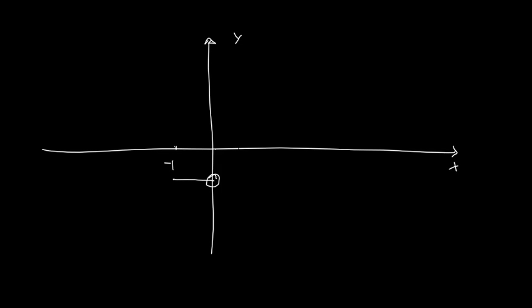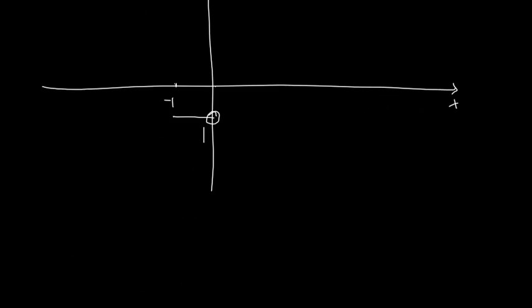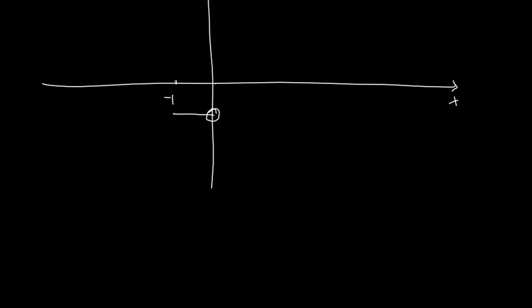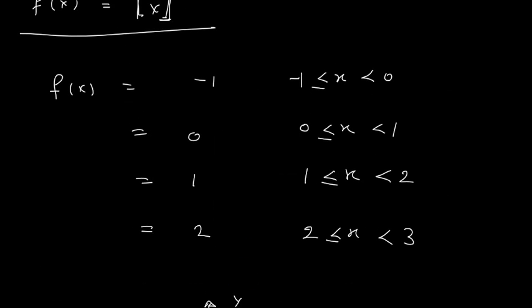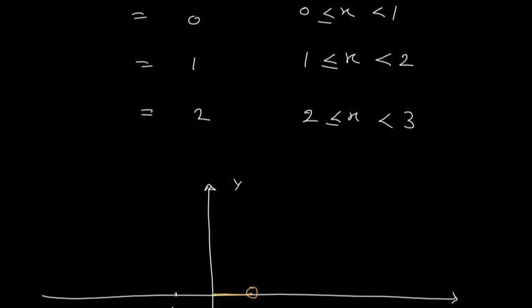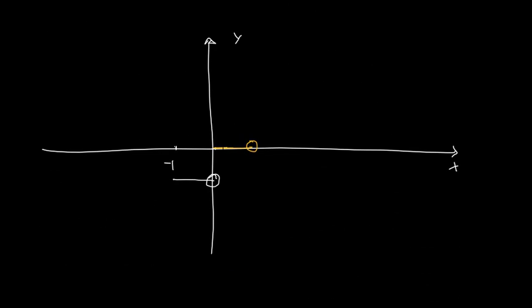Similarly, when the value of x is between 0 and 1, my result is 0. So I will show something here. Let me use a different color because this is also white. So I will draw a line like this and I will use an opening here. Then from 1 to 2, 1 is included, so its value is 1. So I will start from here.